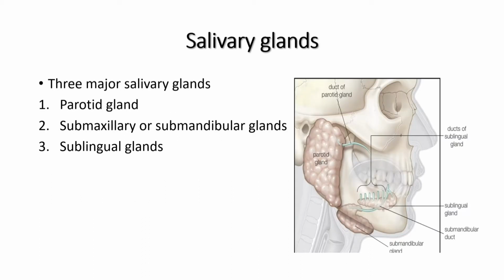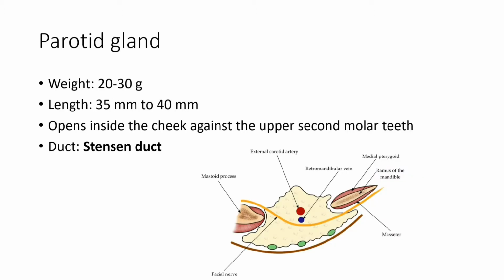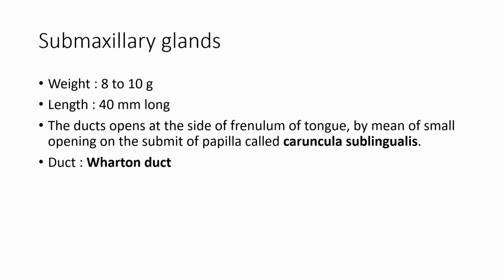Salivary glands. There are three major salivary glands: the parotid gland, the submaxillary or submandibular glands, and the sublingual glands. Parotid glands weigh 20 to 30 g and are 35 to 40 millimeters in length. The parotid gland opens inside the cheek against the upper second molar teeth via the duct of Stenson.